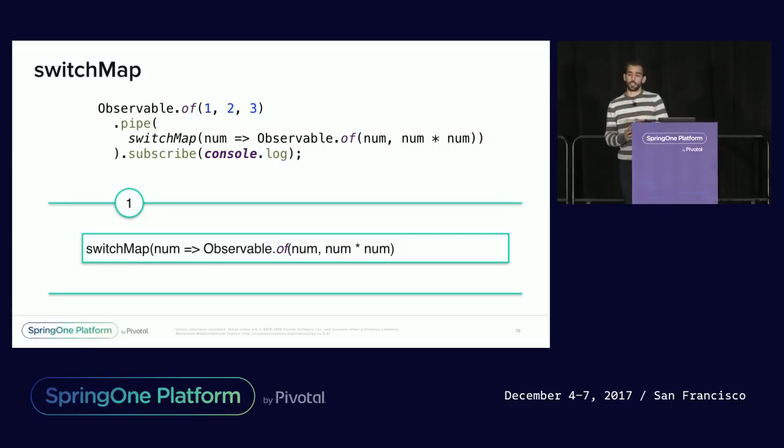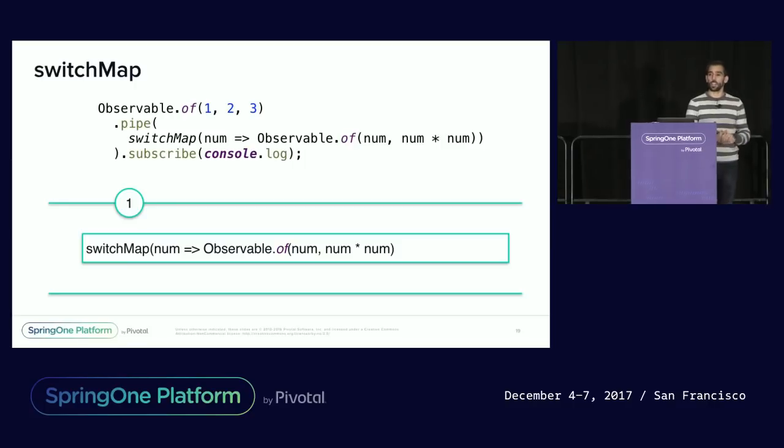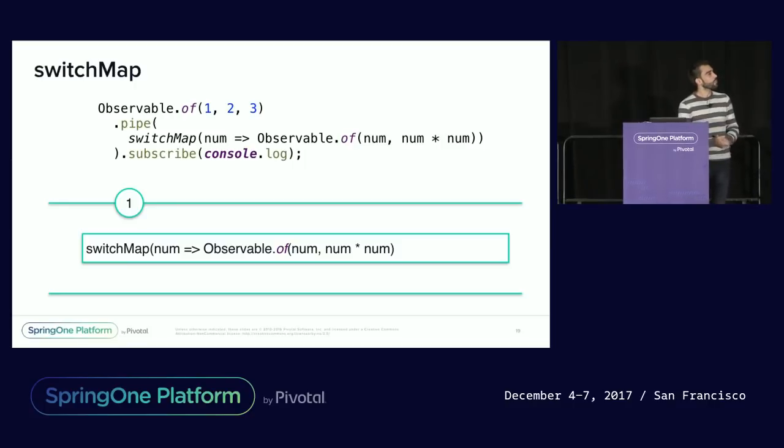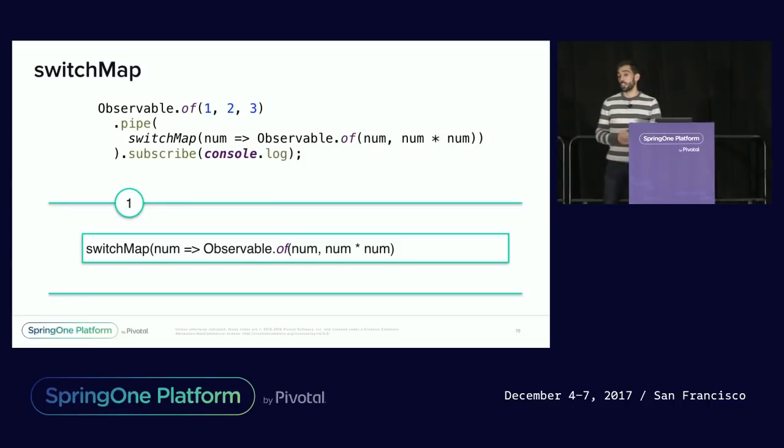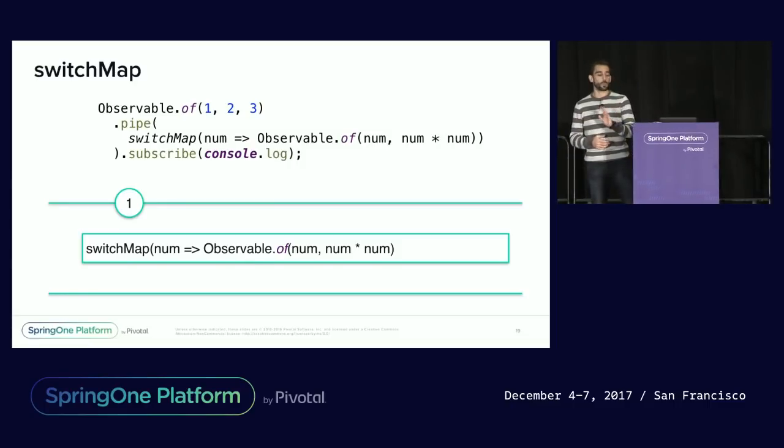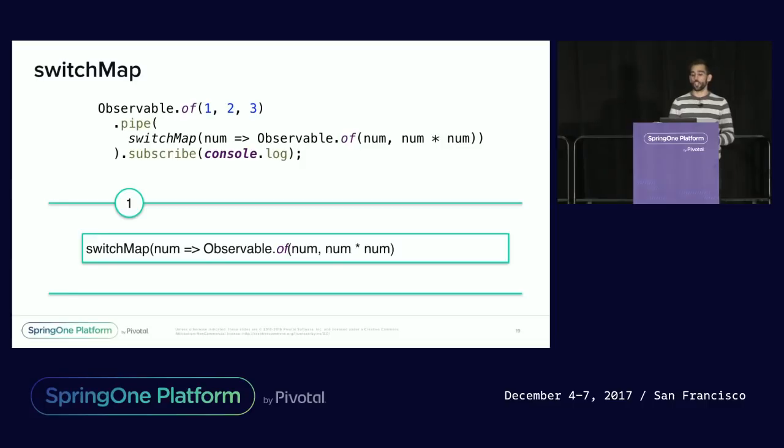So that's merging. Now let's talk about switchMap, which is a really important operator, I would say, and we're going to talk about that later on. So switchMap lets you subscribe to the projected observable. Here we have an observable of 1, 2, 3, and we are using switchMap to change to another observable of the same number and another number, which is the number multiplied by itself.